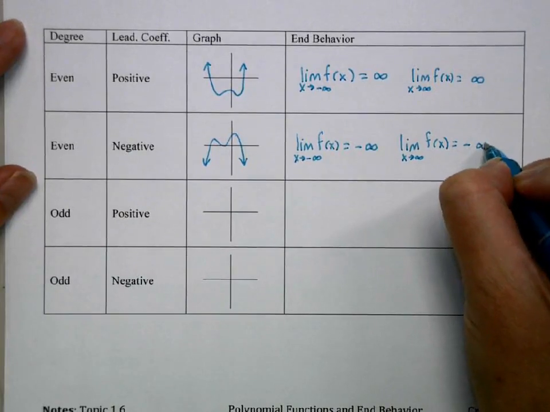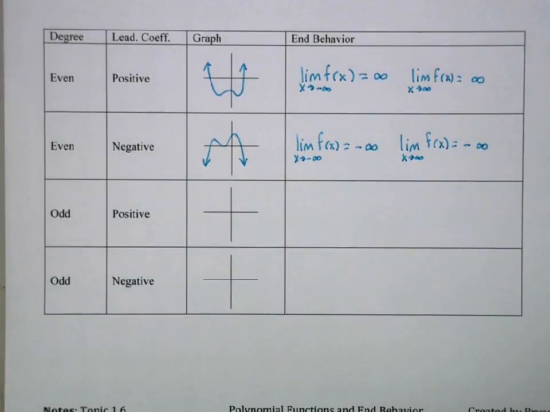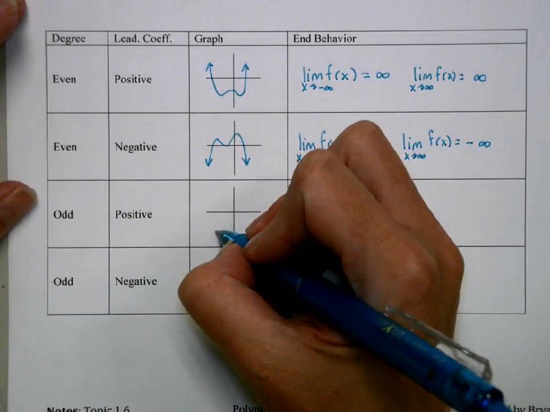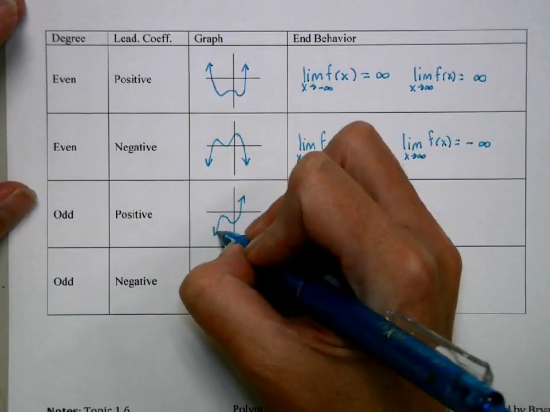Okay, so even degree polynomials, both ends are going to go the same way. Either they're going to go to positive infinity if the leading coefficient is positive, or they're both going to go to negative infinity. Okay, an odd positive is going to look something like that.